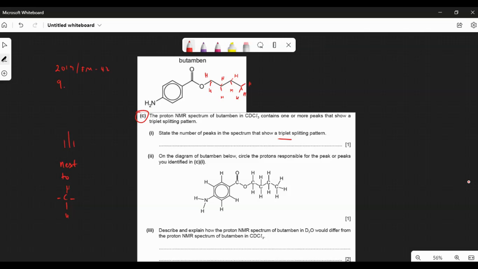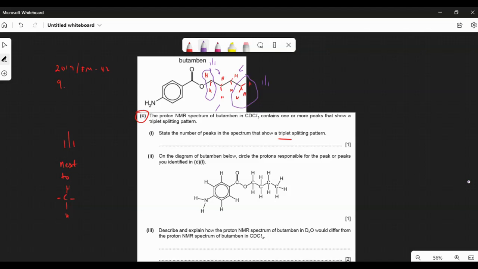So you're next to a CH2. You're not a CH2, but you're next to a CH2. Okay, so let me get a different color. These three here are going to show a triplet because they're next to the CH2 here. These two here are going to show a triplet because they're next to a CH2.